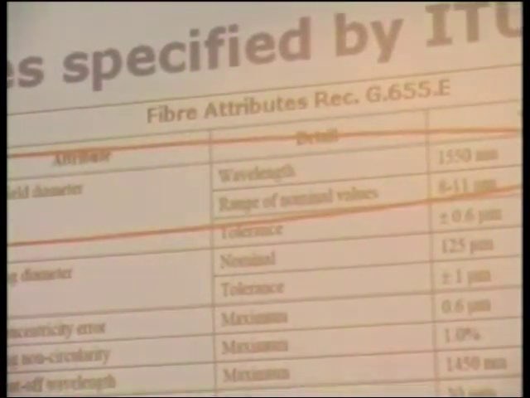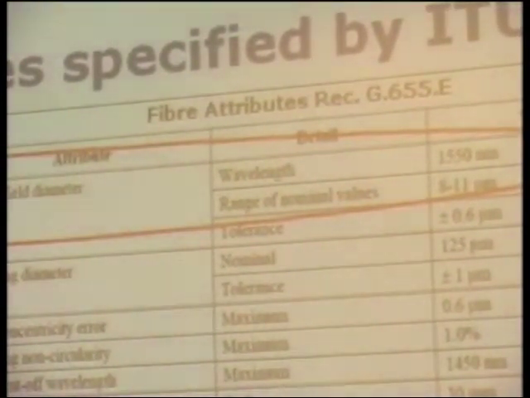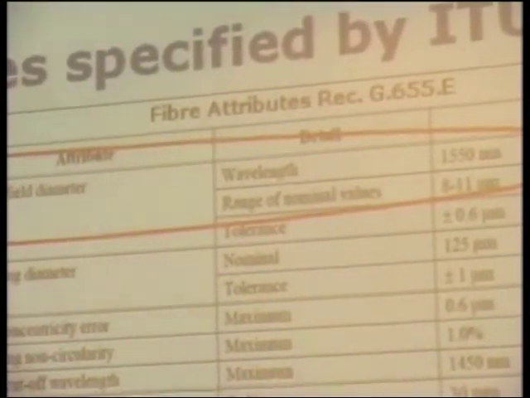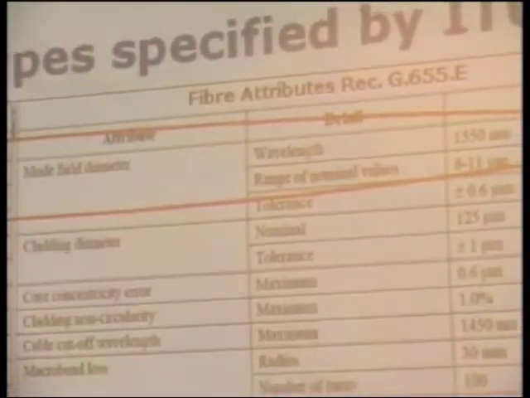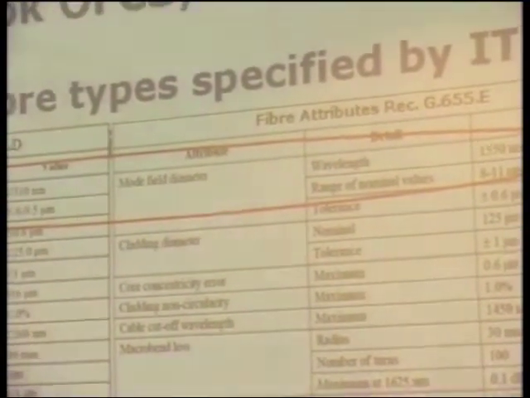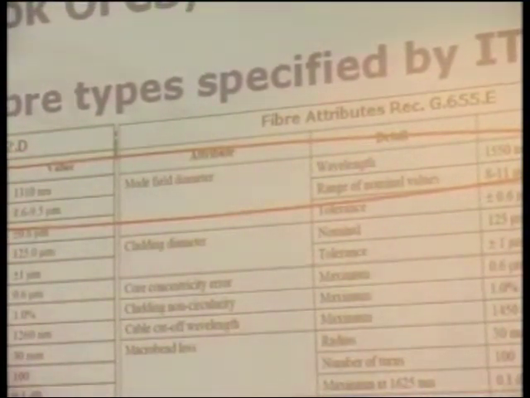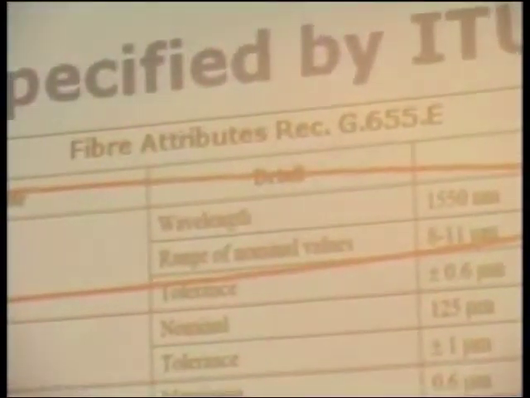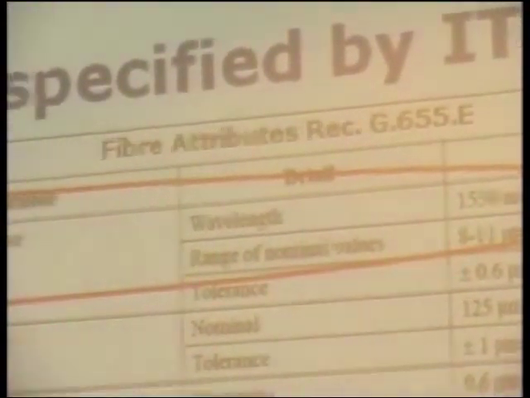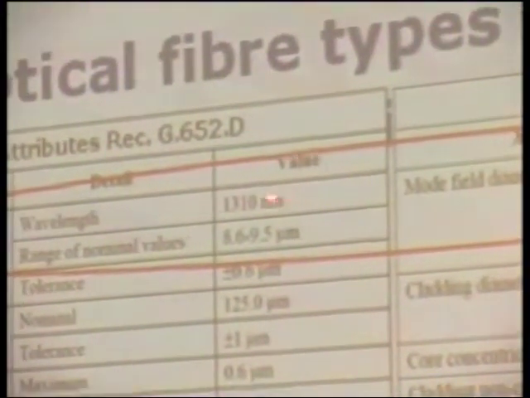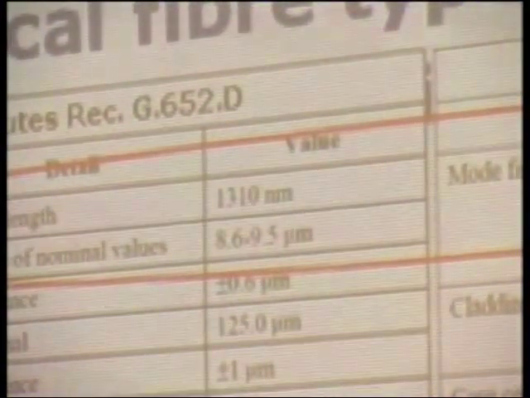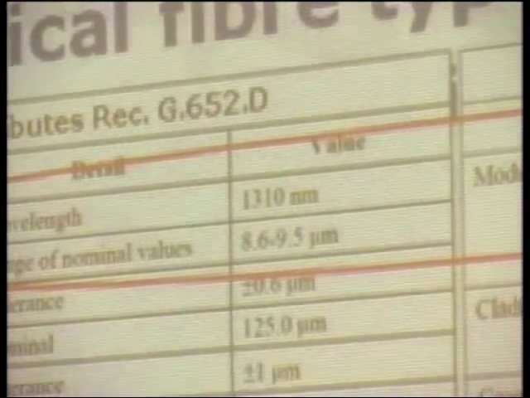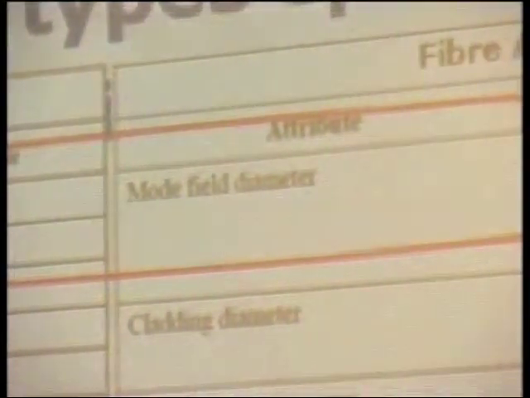You see, for instance, as a fiber attribute, the whole list you see over here are fiber attributes. One of them is the mode field diameter. And if you compare 652 with 655, you see very clearly that the specification is different. For 652, the specification is only at 1310 nanometer, while for 655 fiber, it's only at 1550 nanometer.